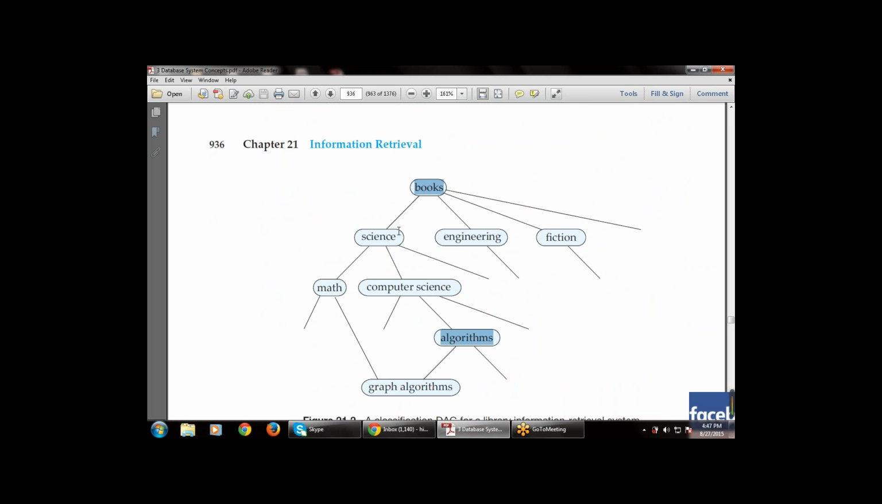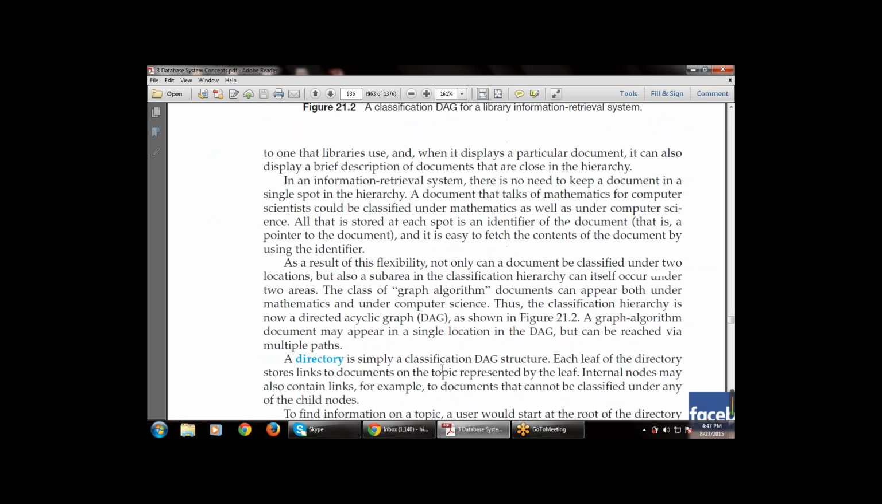So this is the books. Then there are science books, engineering books, and fiction books. Science is related to mathematics and computer science. Computer science books are related to algorithms, and there will be graph algorithms.